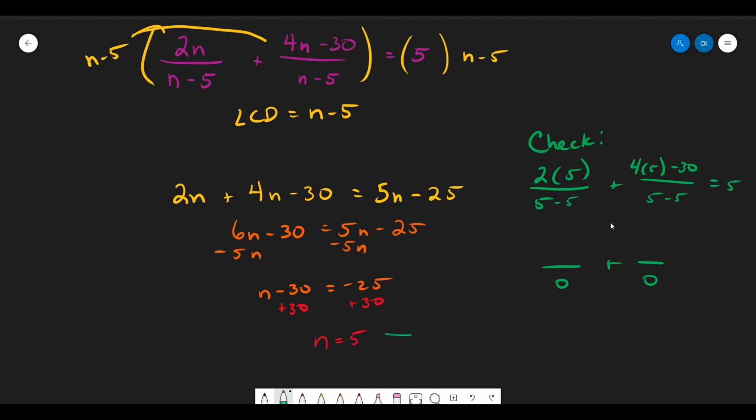We call this, and we've talked about it before, this is what we call an extraneous solution. Again, an extraneous solution is one that when you actually solve it mathematically, you get an answer, but that answer does not work in the problem that we had. Okay, so in this case, yes, when we solve it, 5 is the answer we get. But when we actually try to plug it back in, we can't use it because it makes our denominator 0. So n equals 5, that's an extraneous solution.